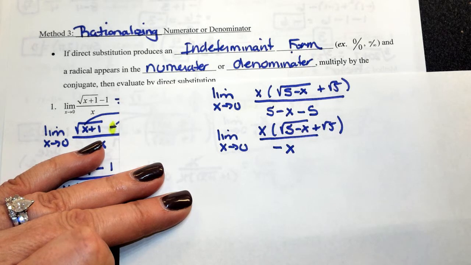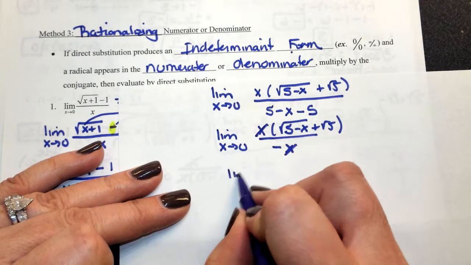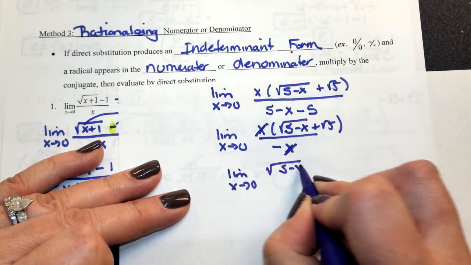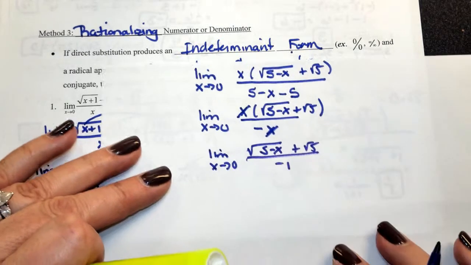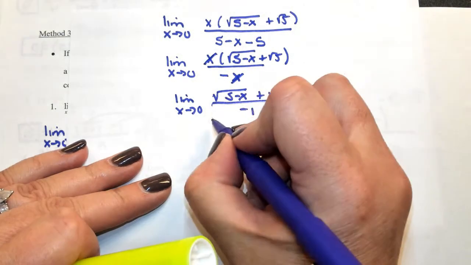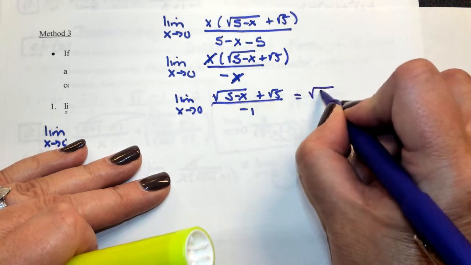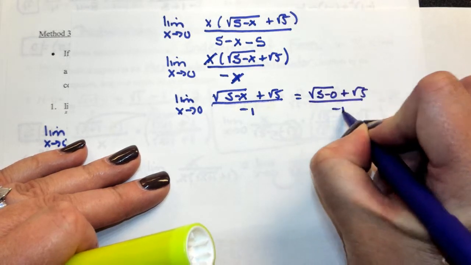Raise your hand. How can you simplify this fraction? What can you cancel out? You can cancel out an x. So I'm left with the limit as x approaches 0 of square root of 5 minus x plus square root 5, all over a negative 1. Any questions on what I've done here? Now, try your direct substitution again. Plug in 0 for x. So square root of 5 minus 0 plus square root of 5, all divided by a negative 1.